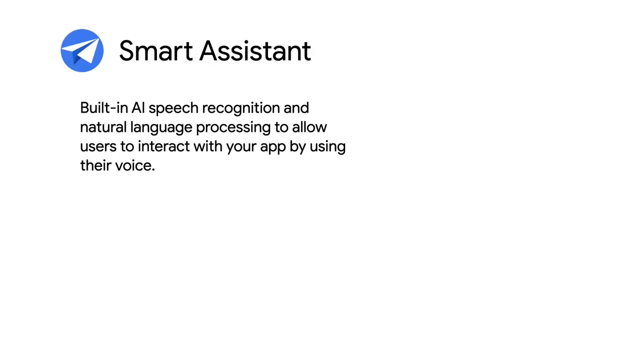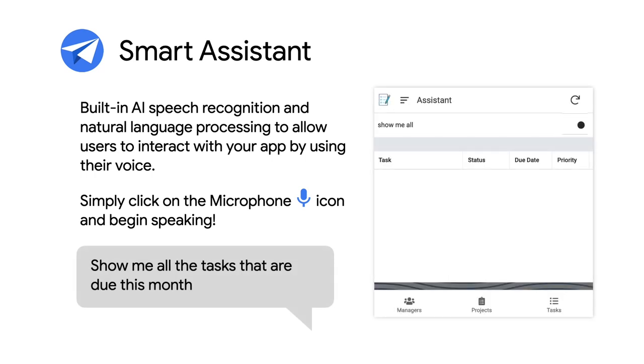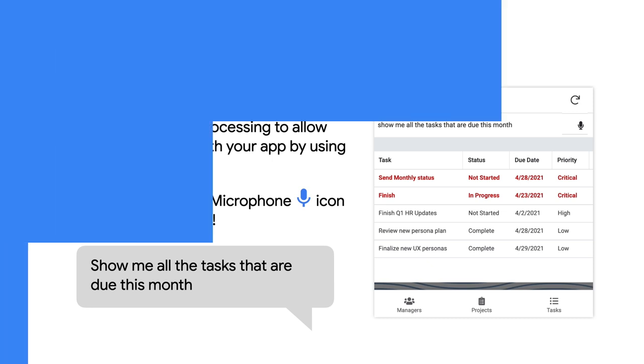AppSheet's Smart Assistant uses AI speech recognition and natural language processing to allow users to interact with your app by using their own voice. Simply click on the microphone icon and begin speaking. Show me all the tasks that are due this month, for example. Let's have a closer look at this feature in AppSheet.